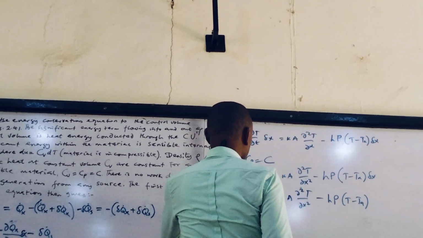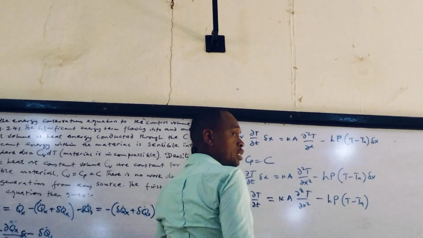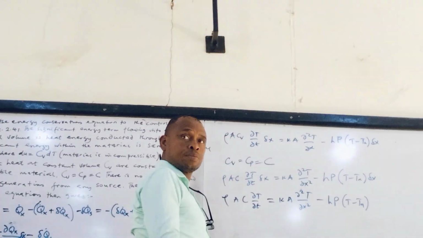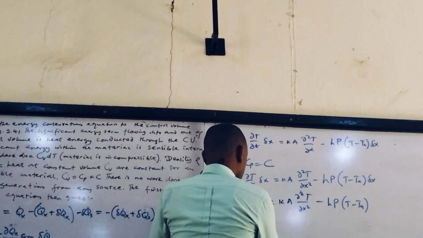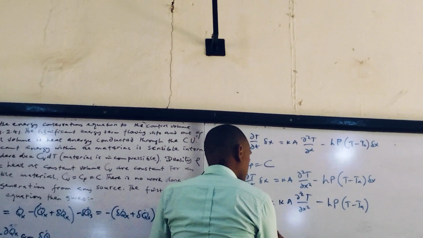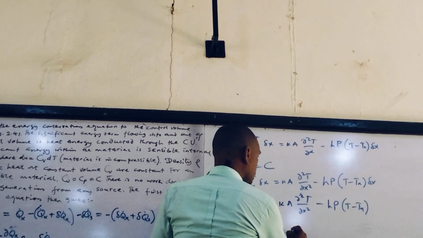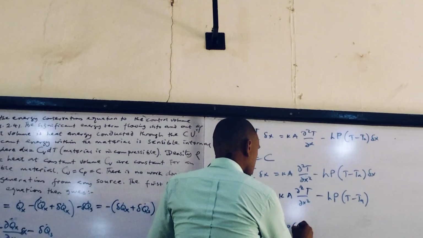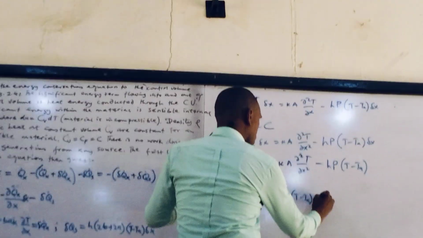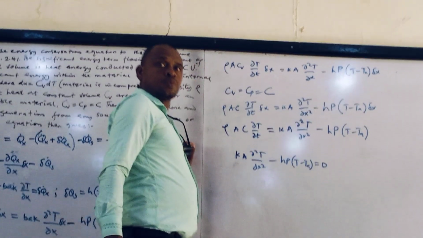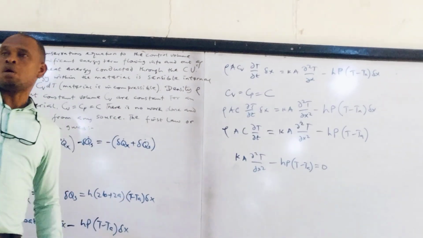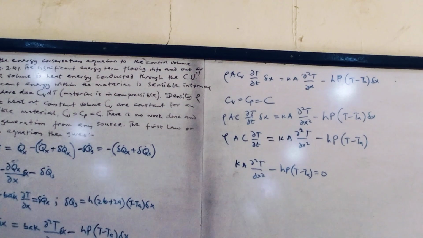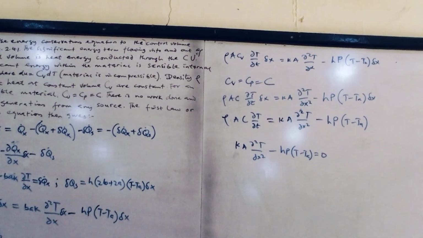So, of course, the system does not vary with time. We now have kA squared T over dx squared minus hP(T - T∞) minus ρAc dT/dt is equal to 0. So this is the governing equation of a rectangular fin. I like that change in x there.